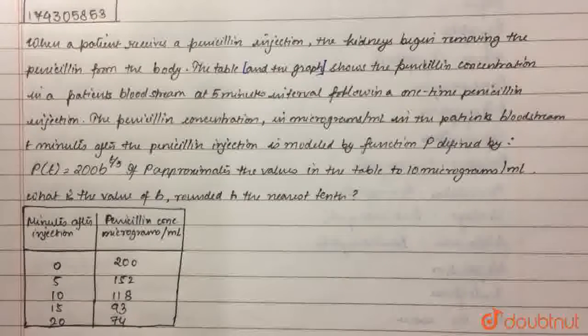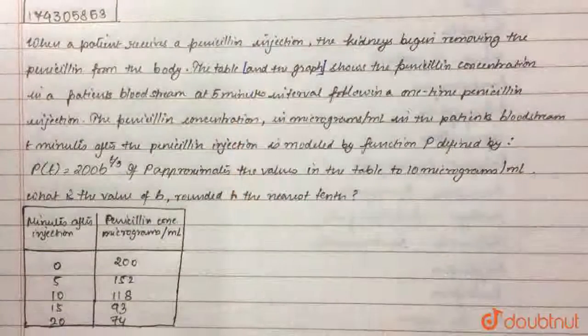Well, the question states, when a patient receives a penicillin injection, the kidneys begin removing the penicillin from the body, right? The table and the graph. I have bracketed the graph because I didn't make the graph, because you won't need the graph in this problem, right? But you can refer to the graph if you want to from your own question, right? Shows the penicillin concentration in a patient's bloodstream at 5 minutes interval following a one-time penicillin injection, right?